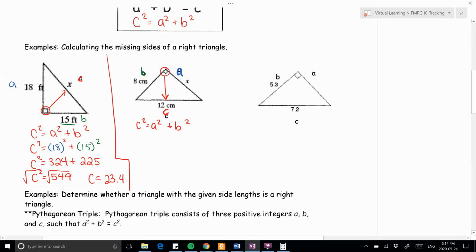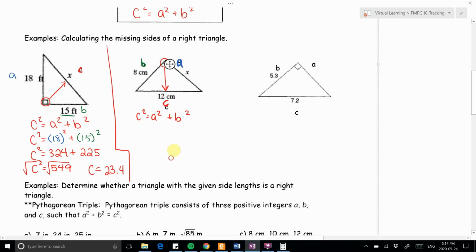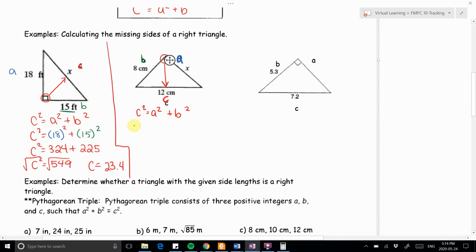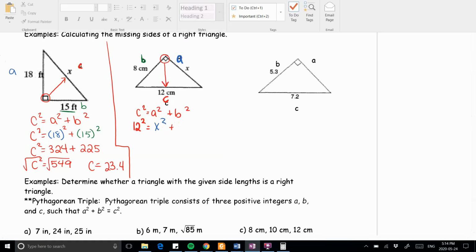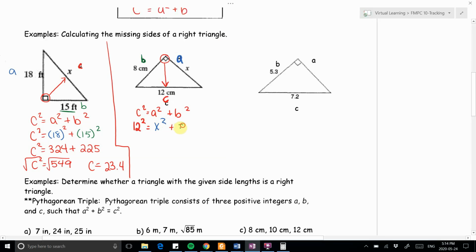So then we're going to fill in. So this time I actually know what c is, right? I know that c is 12, so I can fill in that 12. My a here is an x, and my b is an 8. So now we're going to solve this. 12 squared is 144. 8 squared is 64.